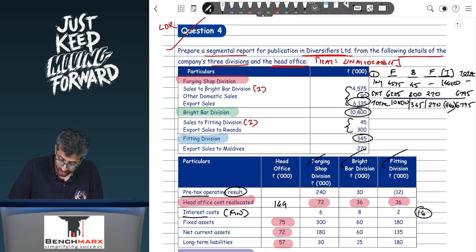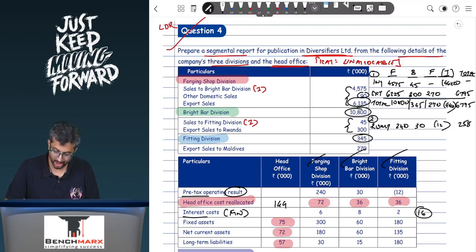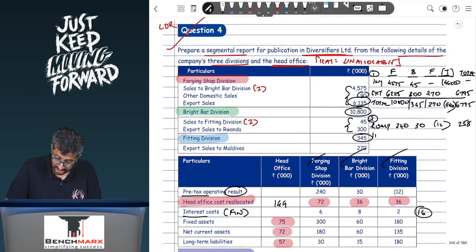Second part is linked to the result. When I look at the result, what will be there in the result? I will start with the profits, 240, 30 and minus 12. So ideally this is 270 minus 12 comes to 258. Against this, there are certain unallocated head office expenses. Institute has directly shown this as 144.